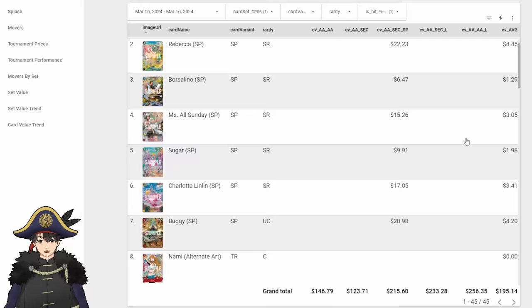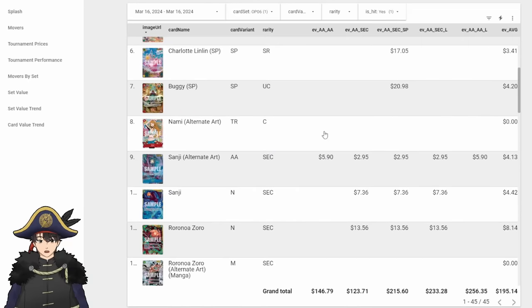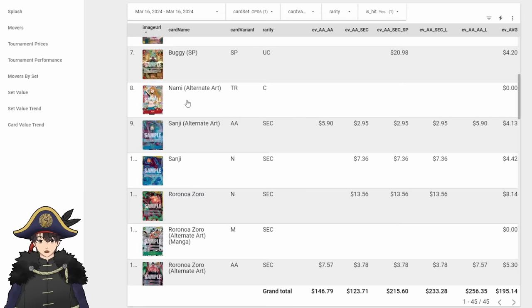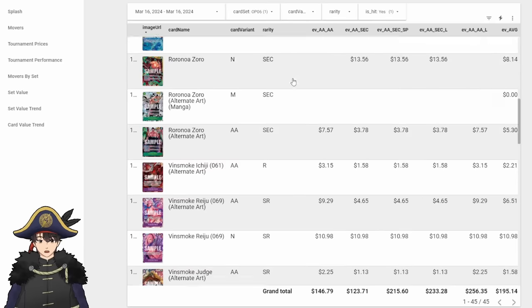And also, I'm not accounting for the treasure rare Nami or the Manga Zoro, right? Because the probability of getting these in a singular booster box is, I think, too low to expect any sort of expected value out of them. So I just treated them as if they didn't exist for now. But yeah, that is the new feature that I wanted to show.